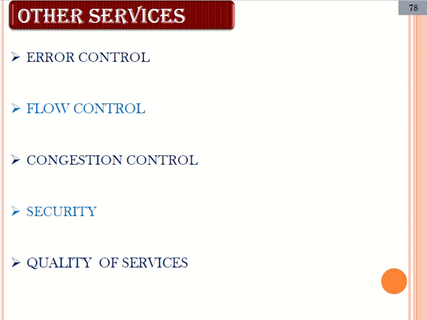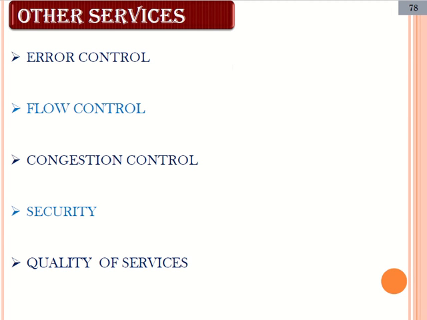Other services provided by the network layer are: first, error control; second, flow control; third, congestion control; fourth, security; and the last one, quality of service. So other than transferring the data or the packet from host to host, the network layer also provides these services. We'll see these services one by one.